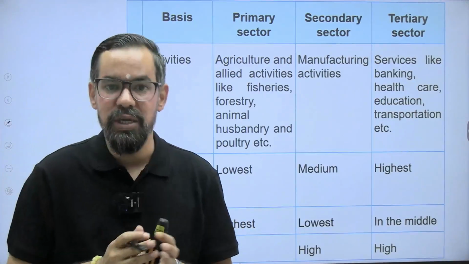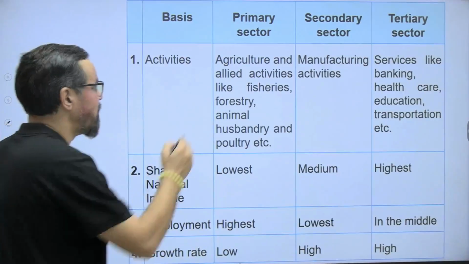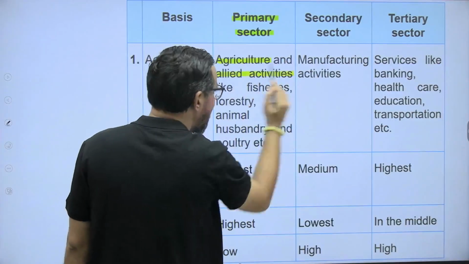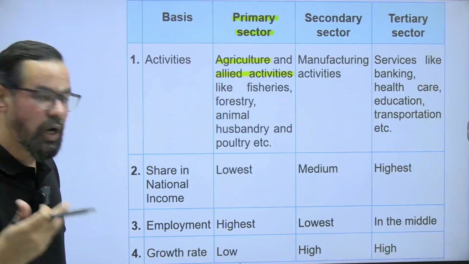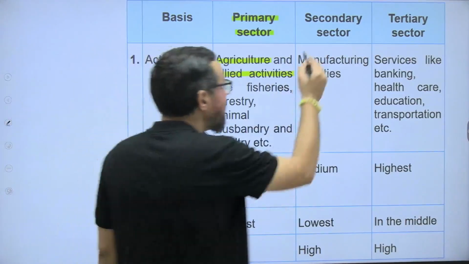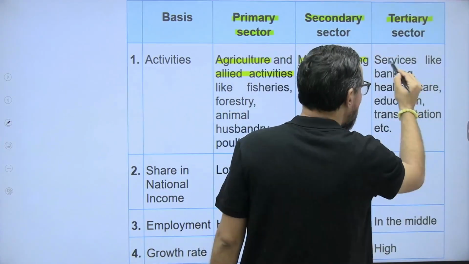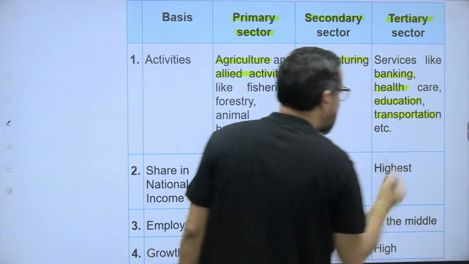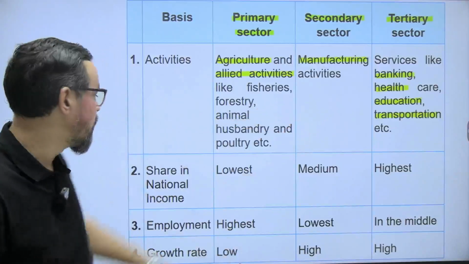So as I said, when it comes to the sectors, the whole economy or the GDP is basically divided among three major areas. One is primary sector. So primary sector, which generally deal with agriculture and allied activities like fisheries, forestry, animal husbandry, agriculture and all, they generally come under this particular one. Secondary sector, which generally include manufacturing, industries, and tertiary sector, which includes services like banking, health, education, transportation, hotels, restaurants. So they generally come under this one.